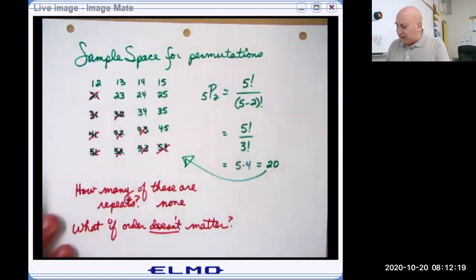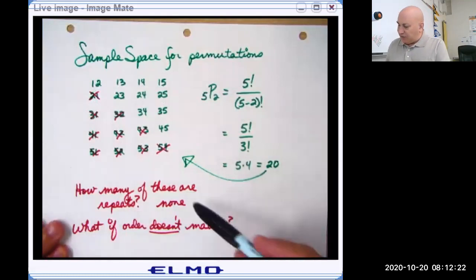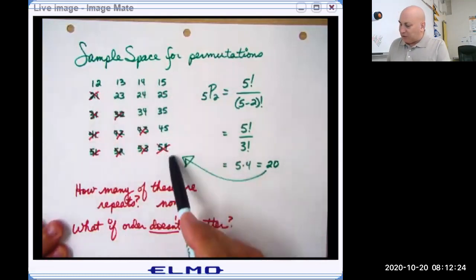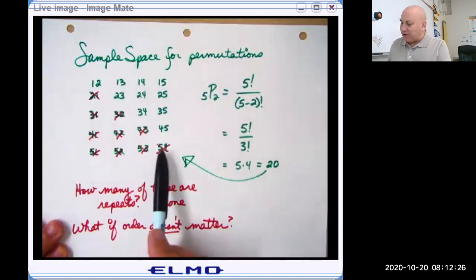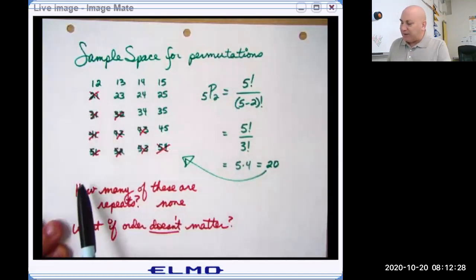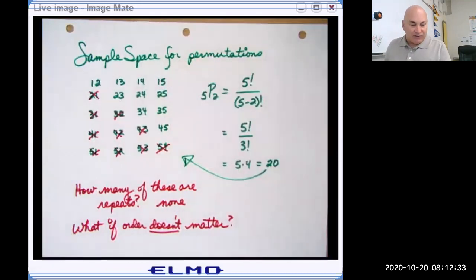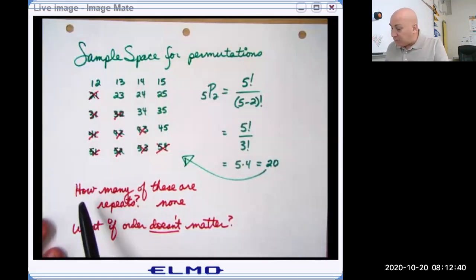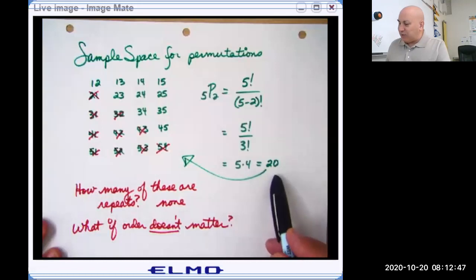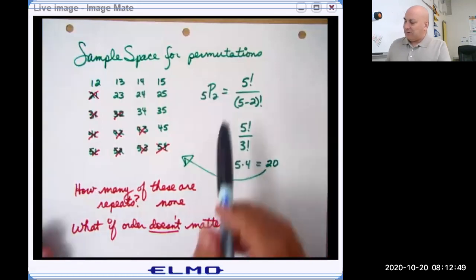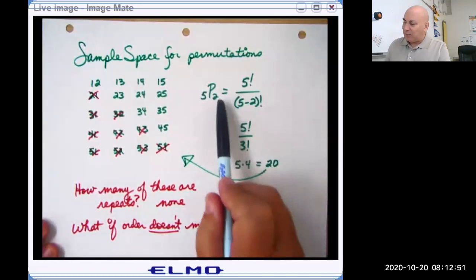So you can see that initially, there were no repeats in the green, but if order doesn't matter, you start crossing out the repeats. What's left are the combinations. And you can see that we cut out half of them. I think 1, 2, 3, 4, 5, 6, 7, 8. Yep, we cut out half of them. So we had to divide this by 2, which is 2 factorial. Which is that one.